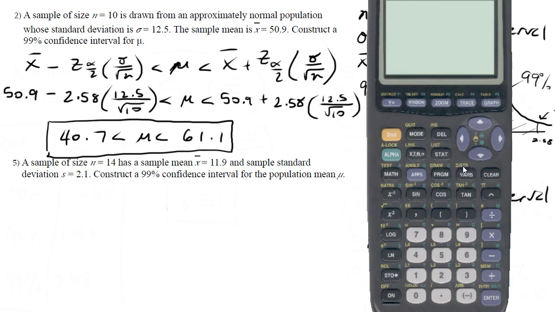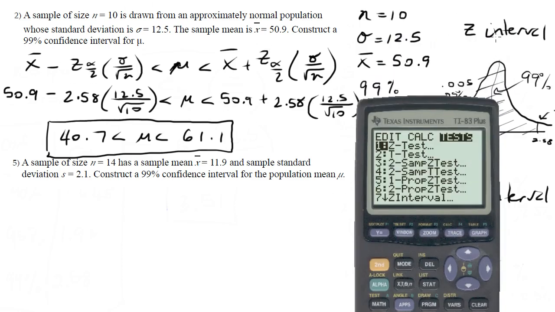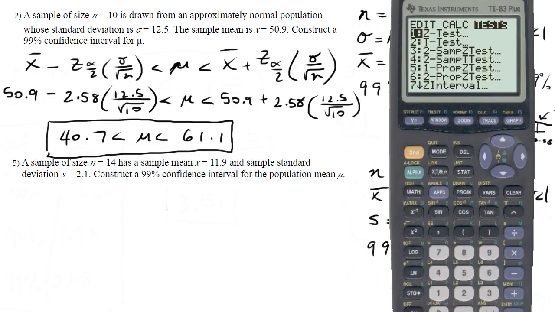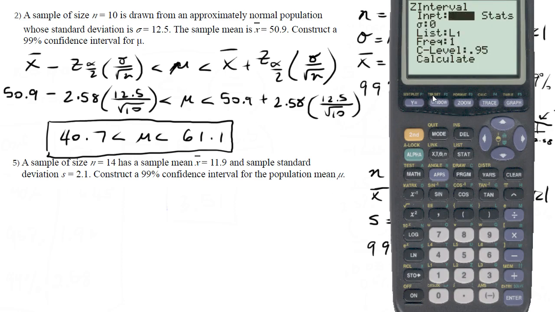So let's see. We go to statistics, to STAT, because we're entering statistics. We don't have any tables of values to enter, right? We don't have a data set to enter. So I'm just going to go over to tests, because we've already determined that this is a Z interval test. So I'm going to number 7. That's the Z interval test. If I wanted a T interval, I would go to number 8. So 7 is a Z interval test.